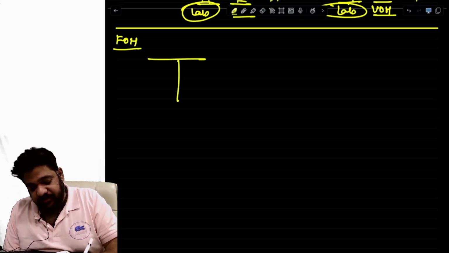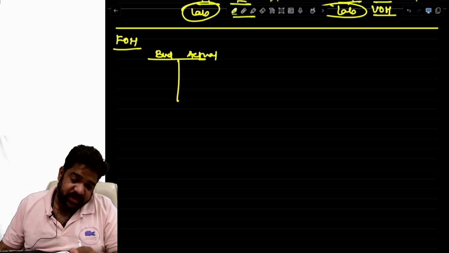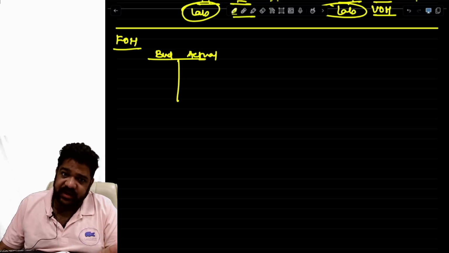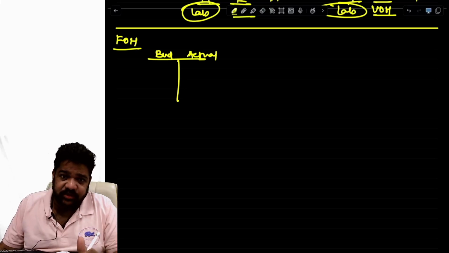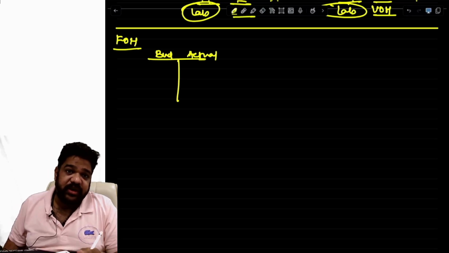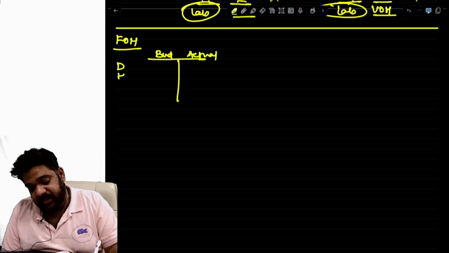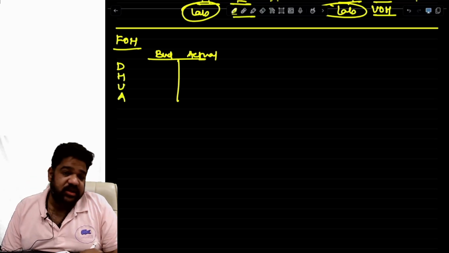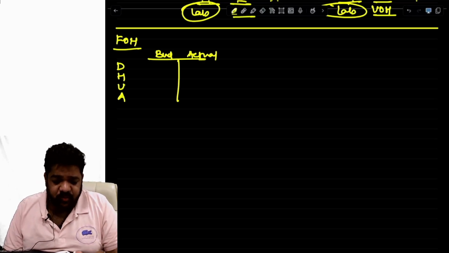You will have to make fixed overheads, the budget and the actual. For everything of variable cost, that is material, labor, and variable overhead, you will be putting down standard and actual, but for fixed overheads, which is a time-based cost, you will be putting down budget and actual. No mistakes over there. And you will put down four elements: DHUA, days, hours, units, and amount. You may not have all the elements. Whatever you have, you put in. Whatever you don't have, just chuck it.